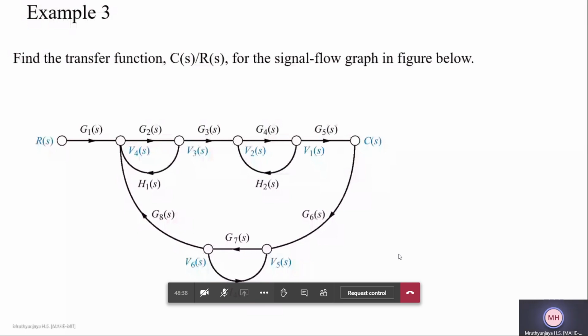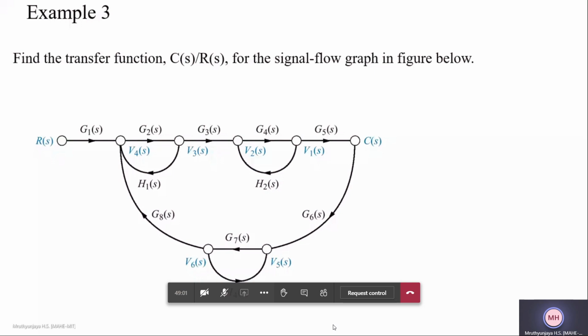How many forward paths are there between C and R? One. So G1, G2, G3, G4, G5. This is the forward path.